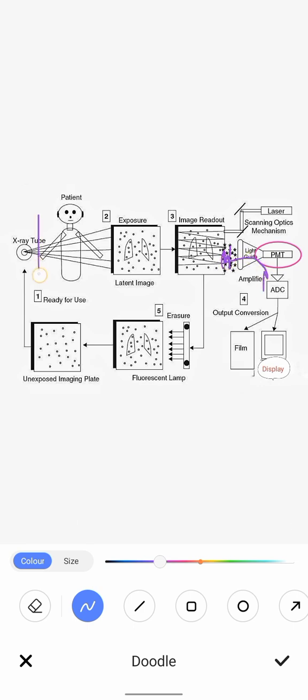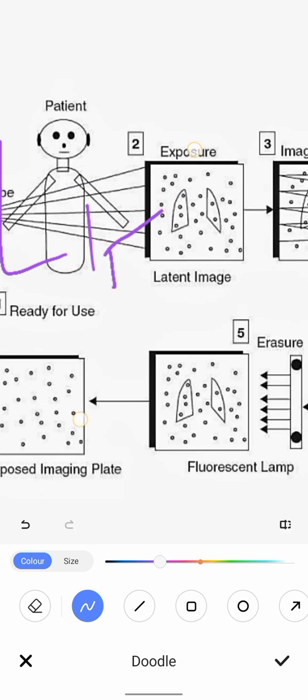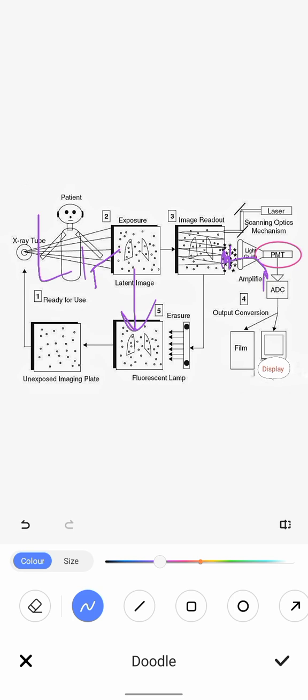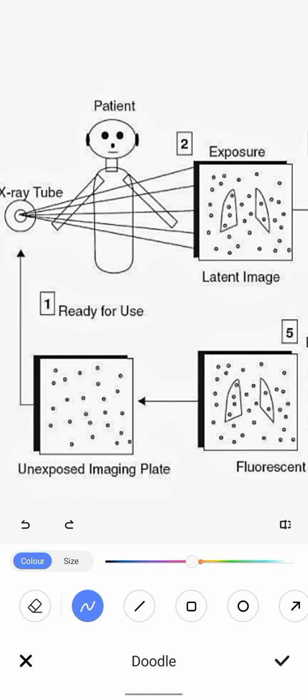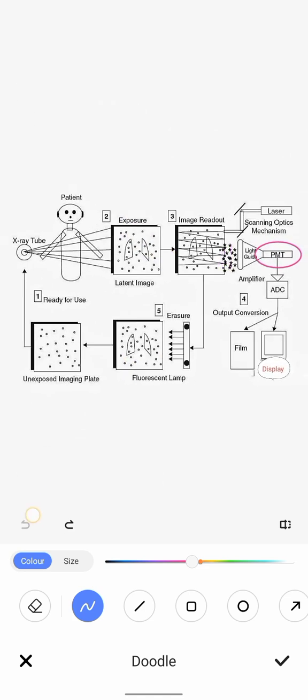I will write here L into A, meaning light into analog signals. So there are two functions of the photomultiplier tube. Number one is capturing, or receiving, the light which comes out of the latent image, or which comes out of the imaging plate.